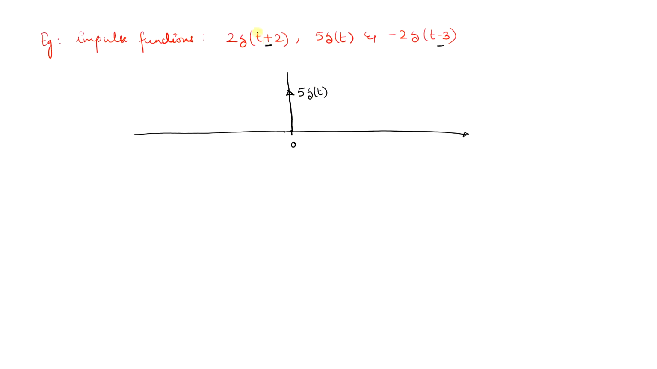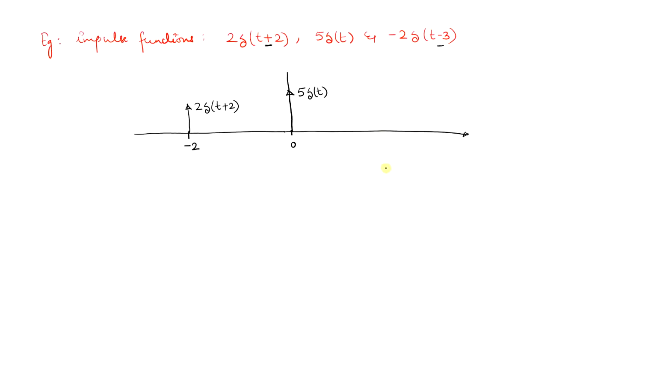Now the second one that you have is 2 delta of t plus 2, and this is advanced in time, so it will come in the negative side of the x-axis. So this is minus 2, and I can write this signal as 2 delta of t plus 2. Then this is having a magnitude, or the weight, to be minus 2, so that is why it will come on the other side of the y-axis.